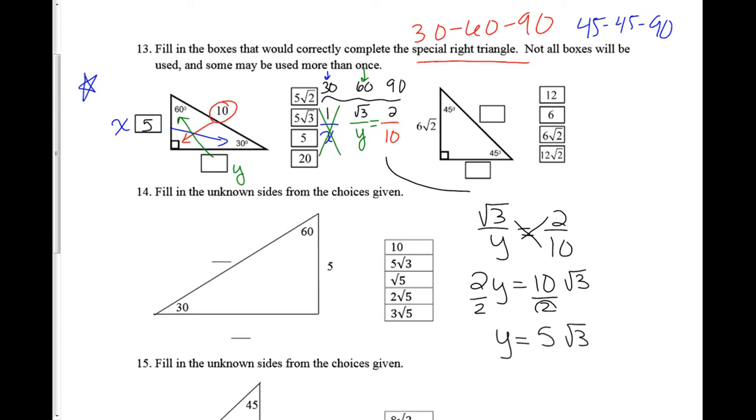Because this 2 is not under a square root, I divide it only into the 10. And 10 divided by 2 gives me the 5. And again, I need to fit that in my box. 5 square root 3.